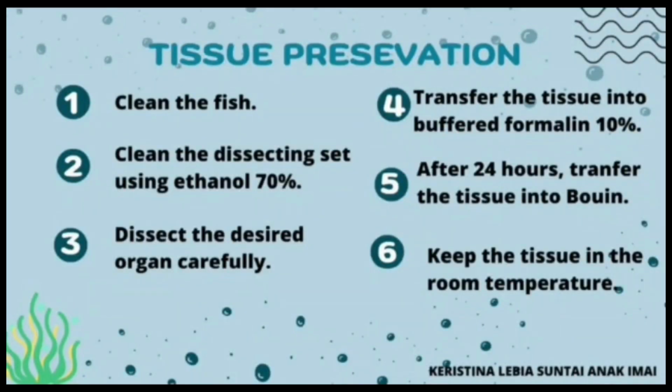Okay, for the tissue preparation, we have 6 procedures. First, we need to clean the fish. Second, we need to clean the dissecting set using 70% ethanol. And number 3, we dissect the desired organ carefully.